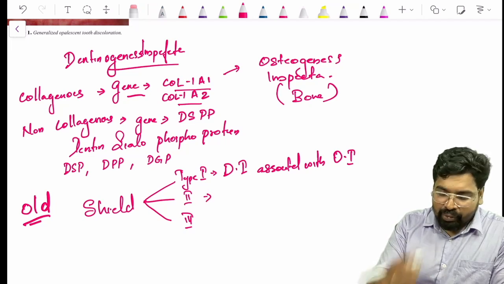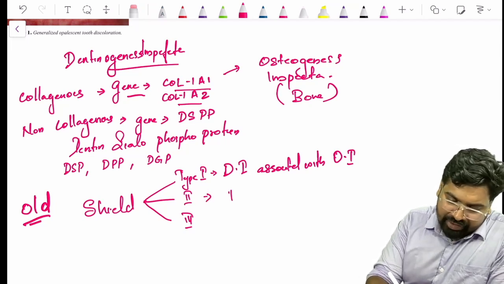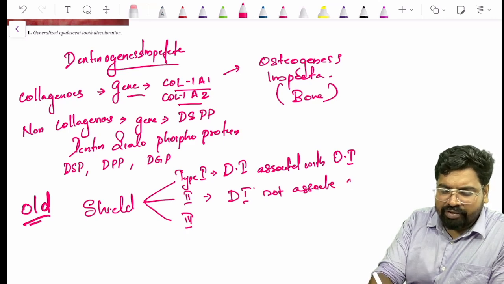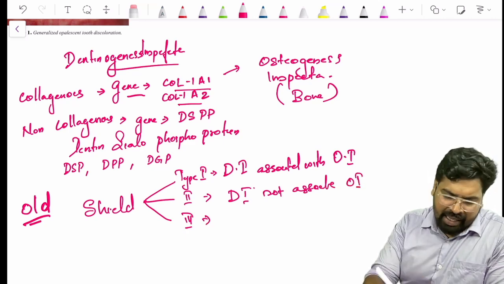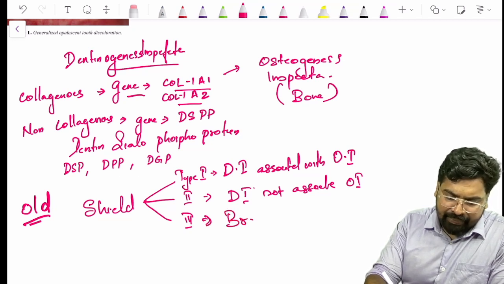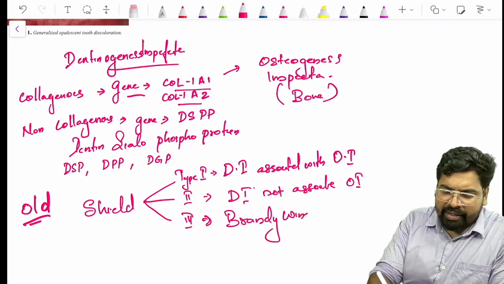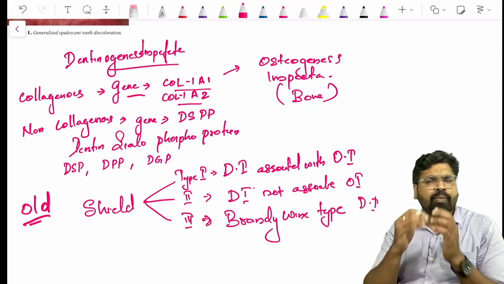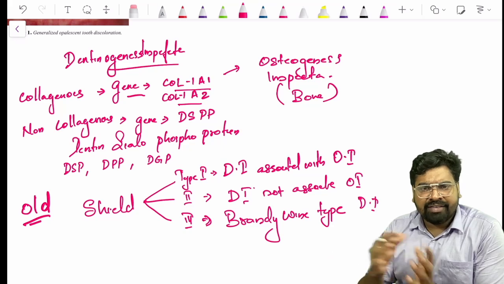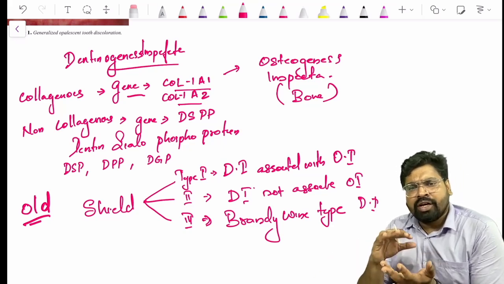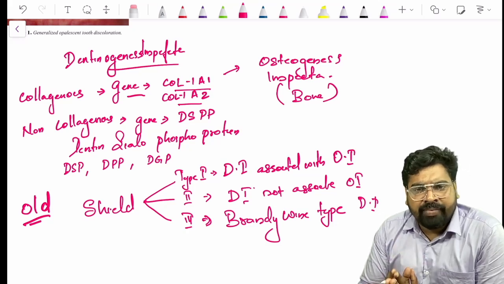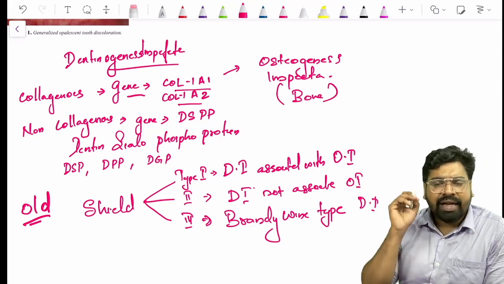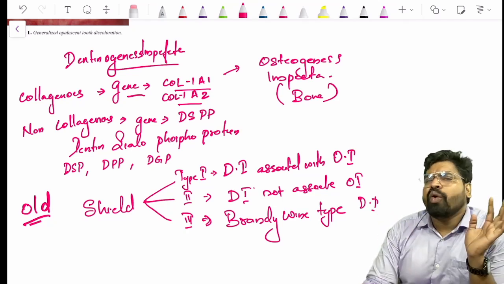Shield type 2 is dentinogenesis imperfecta not associated with osteogenesis imperfecta, and type 3 is the Brandywine type, seen in a particular population in Brandywine. That's the area, and a particular population has this type of dentinogenesis imperfecta. This is the Shield classification. Now this is outdated. You can see these options only in very old textbooks.